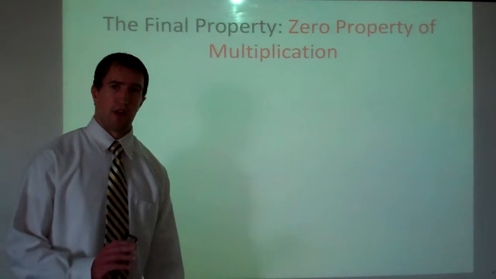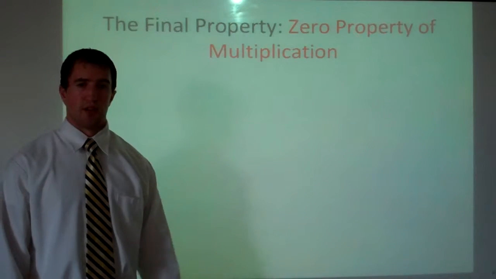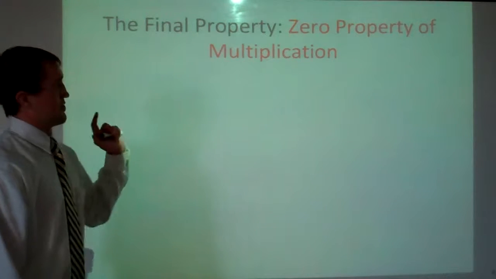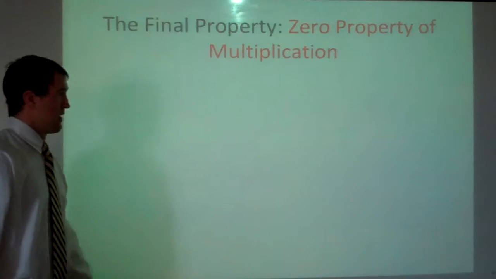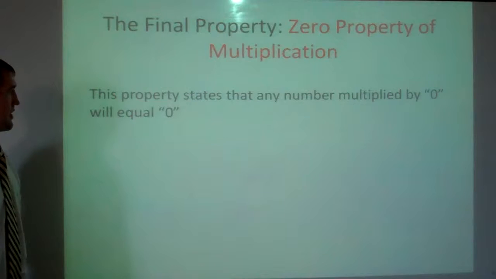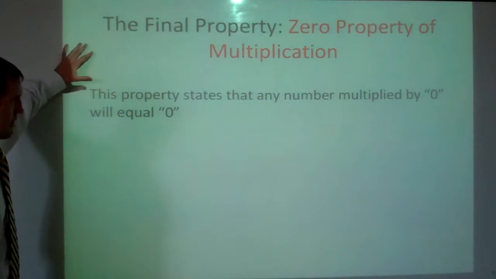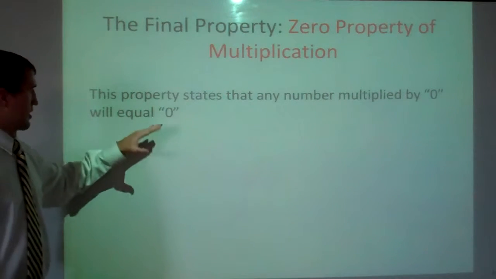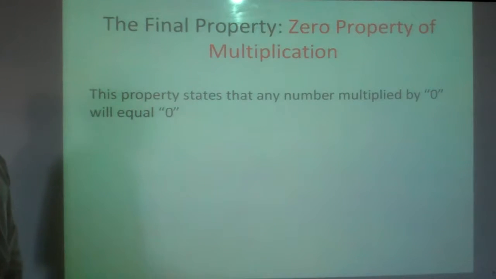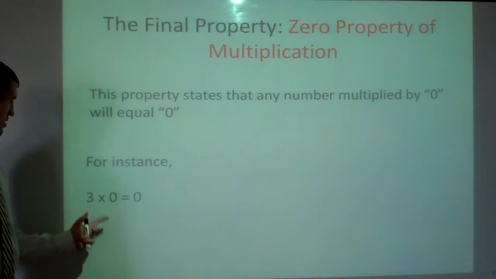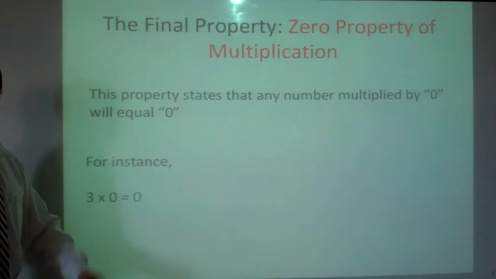Last property, very easy. Students use it all the time. The zero property of multiplication. As you could probably guess, all this says is that any number multiplied by 0 is going to give you 0. Quick example. 3 times 0 equals 0.